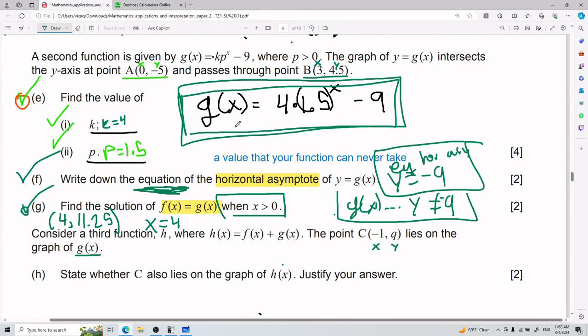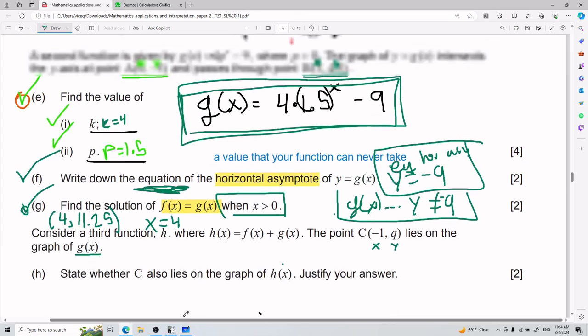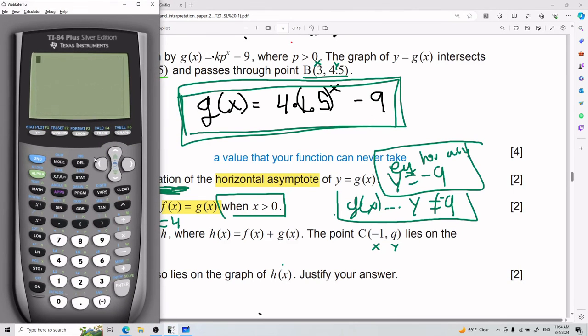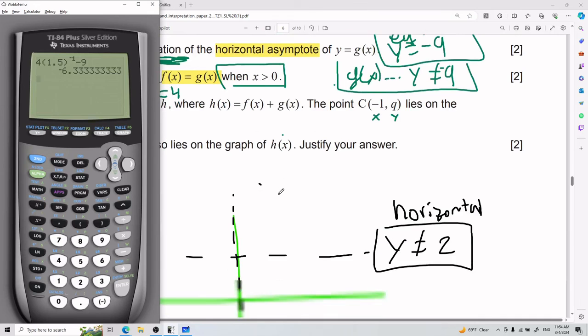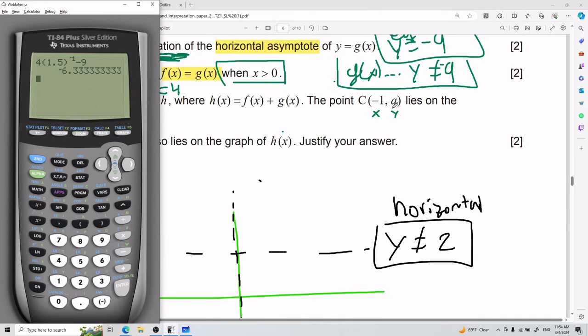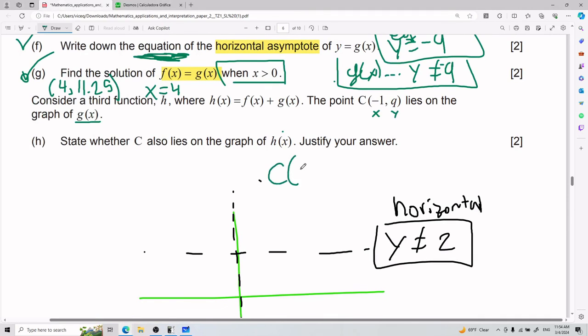So let's go ahead and plug in -1 for g of x and see what I get. And so if I go ahead and plug in -1 for g of x, I'm going to have 4 times 1.5 to the power of -1 minus 9. All right, so technically, from what I just found here, point C is -1, comma, -6.33, never ending, see? And so now we need to see if this point also lies on the graph of h of x.